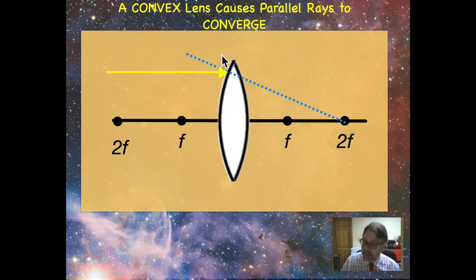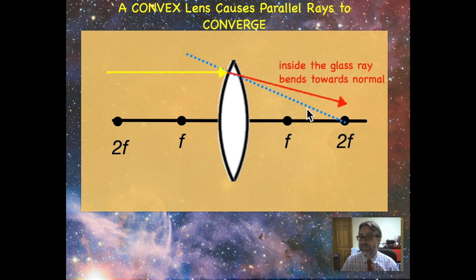Now I'm going from air, where light is traveling very quickly, into glass, where light is traveling more slowly. That means I expect the light ray to bend towards this normal line.